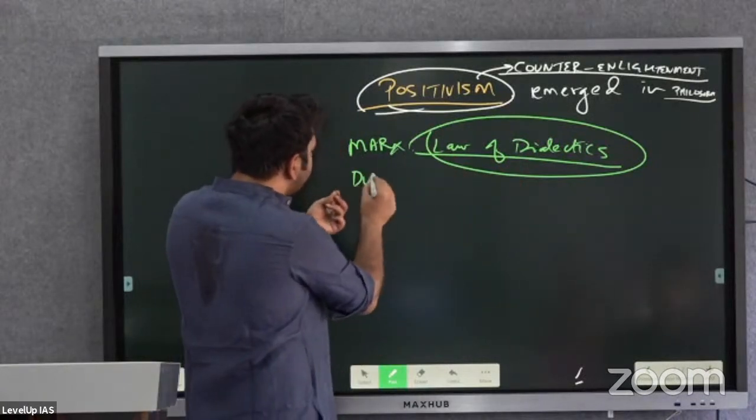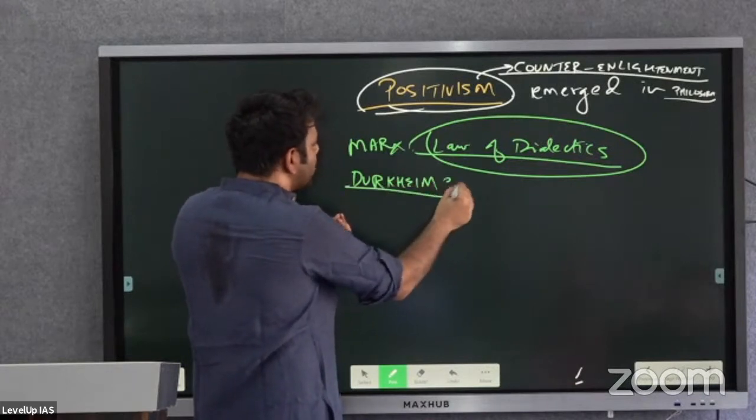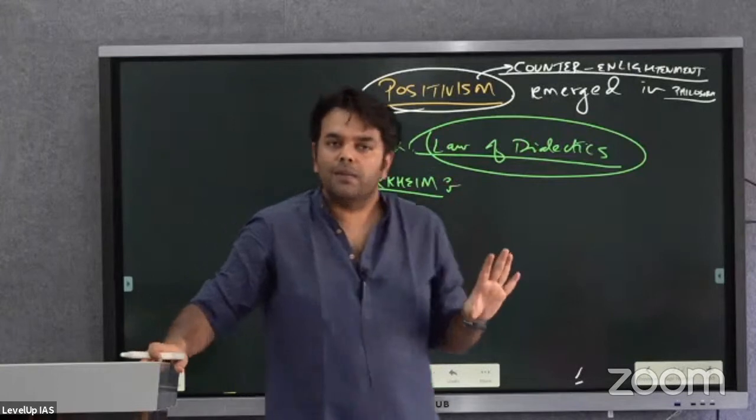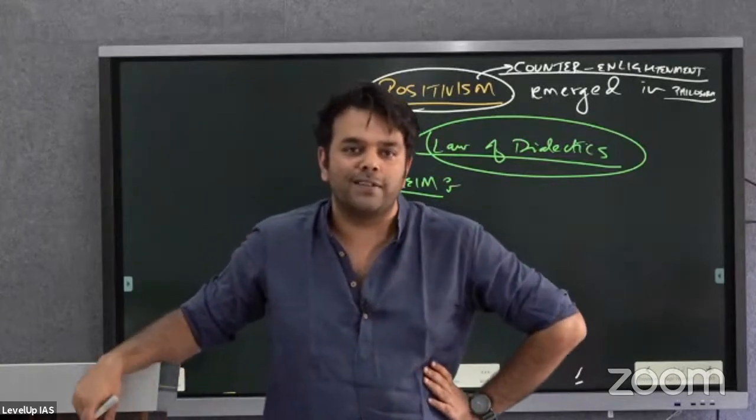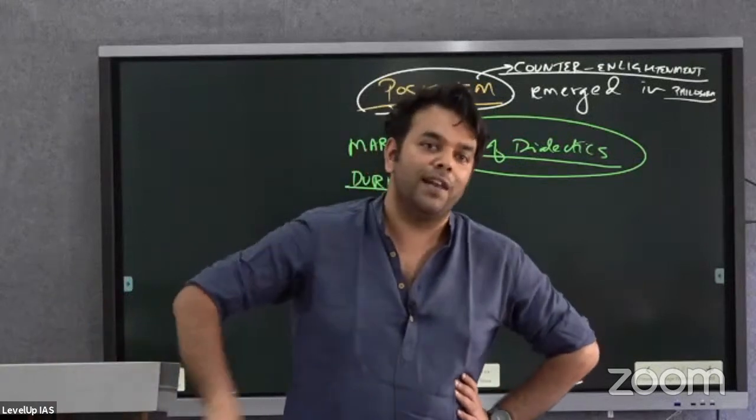And then comes Durkheim. Durkheim is also positivist, but why? Because he says whenever industrialization would happen, suicide rate will increase.